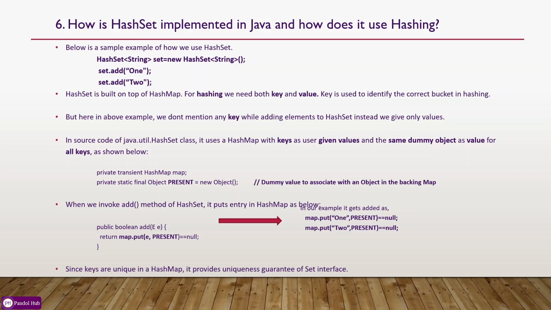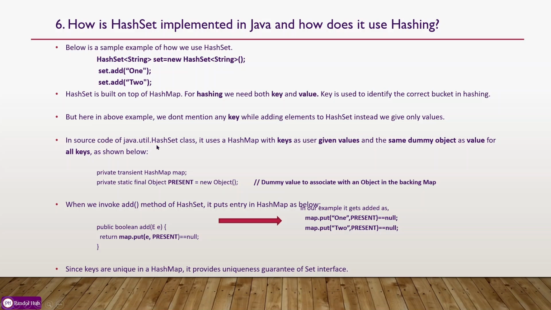How does it work? Hash set is built on top of hash map. For hashing, we need both key and value. The key is used to identify the correct bucket in hashing. But in the above example, we don't mention any key while adding elements to hash set. Instead, we give only values. So here in a hash set, which internally uses hash map, we enter only values and we don't enter keys. So how does that work? Internally, when we look into the source code of the hash set class, it uses a hash map with keys as the user given values and the same dummy object as the value for all the keys, as below.